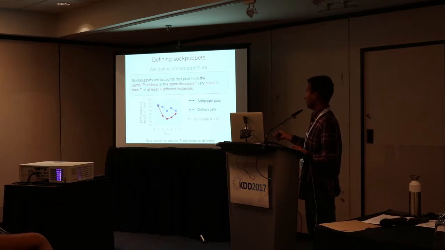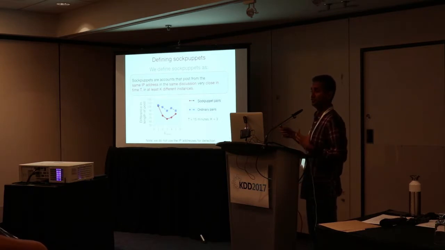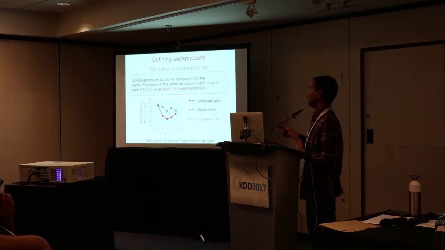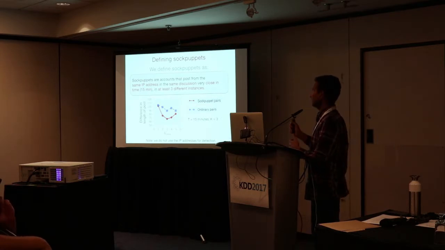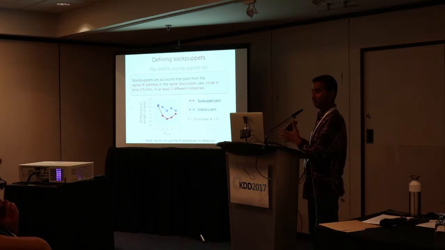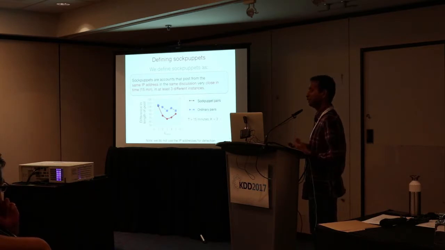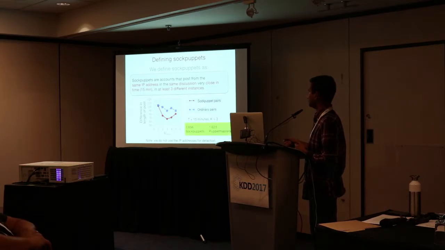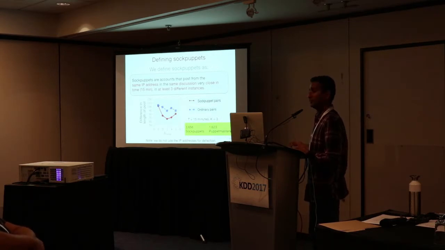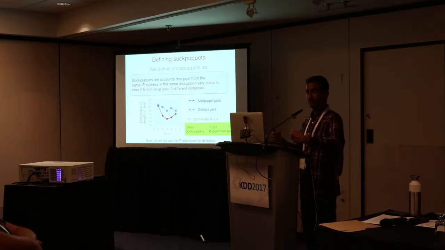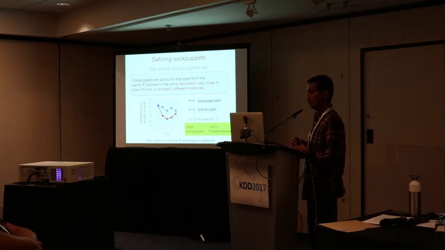If we draw a similar plot for t, which is the time difference when two sock puppet accounts are posting, we get the minimum at t equals 15. So based on this, our definition now becomes: sock puppets are accounts that post from the same IP address very close in time, at most 15 minutes apart from each other, at least 3 different times. This gives us very few false positives and a lot of sock puppet accounts, a little more than 3,500 sock puppet accounts being operated by over 1,600 puppet masters. Puppet masters are the operators that use these multiple sock puppet accounts.